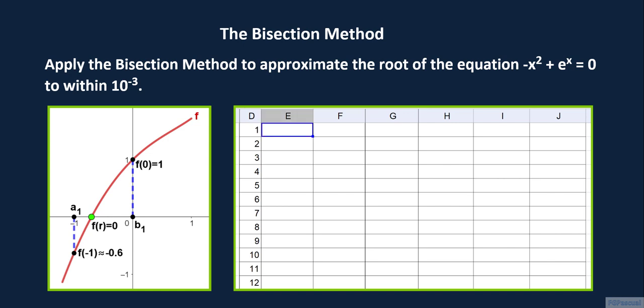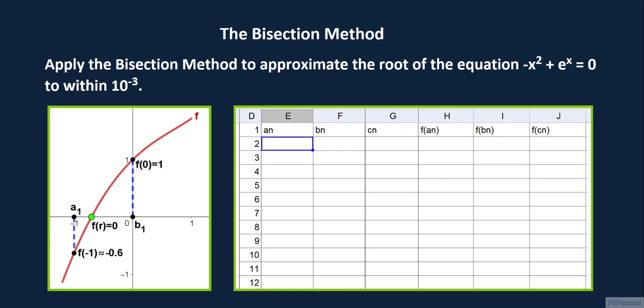On the first row, we label what goes into each column. The first and second columns will have the left and right endpoints respectively of the interval at each iteration: a sub n for the first column, b sub n for the second column. The third column is for the midpoint c sub n of each interval. The last 3 columns will have the y values of the entries in the first 3 columns respectively: f of a sub n for the fourth column, f of b sub n for the fifth, and f of c sub n for the sixth column.